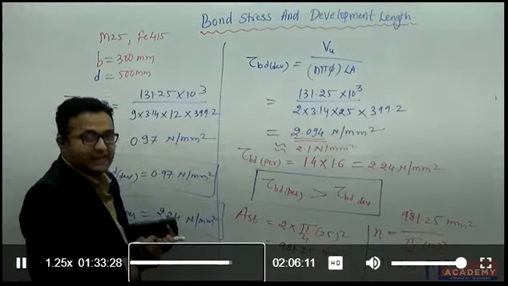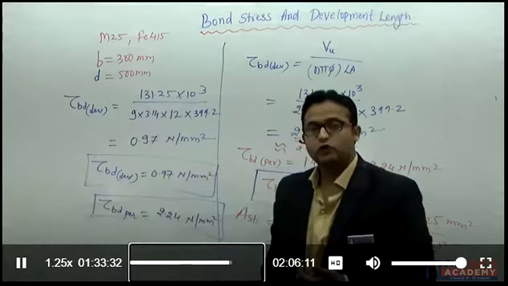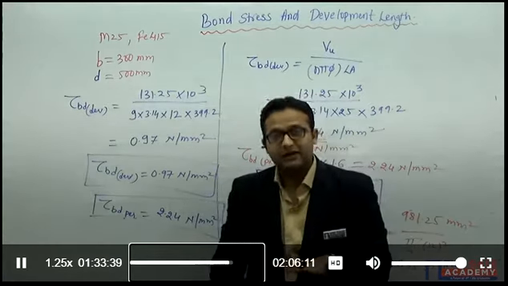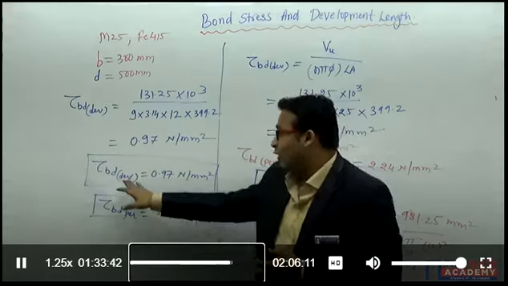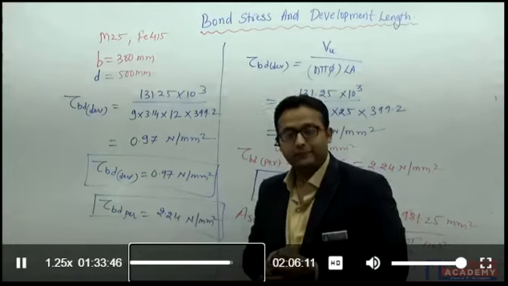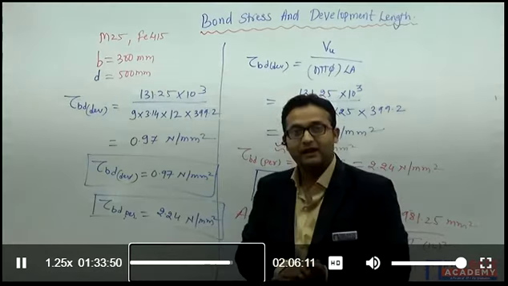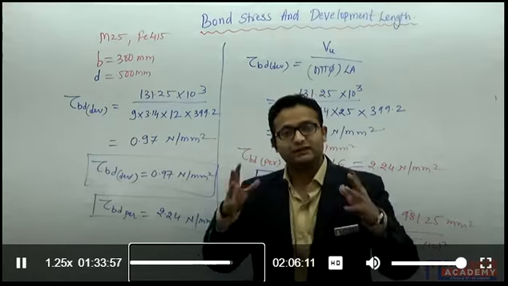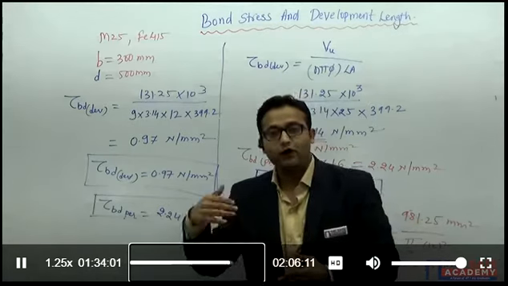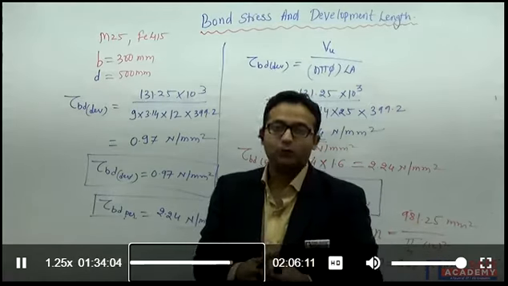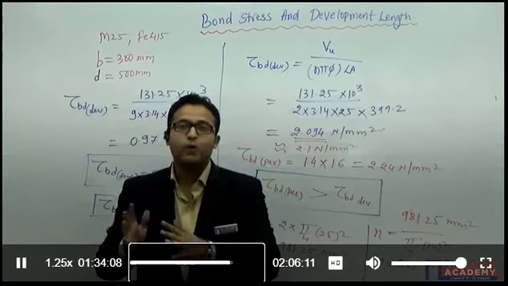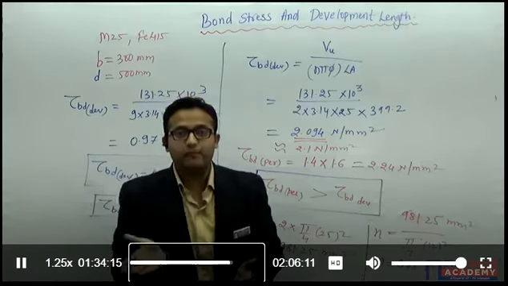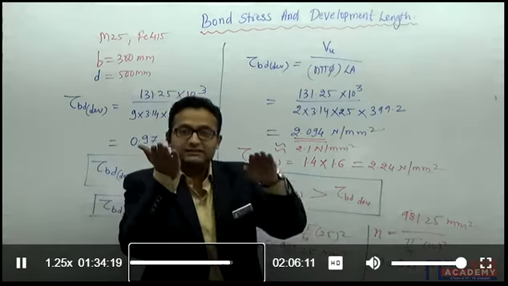So one thing I want to suggest here: if I increase the number of bars and decrease the diameter of bar, I can make the tau BD develop less than the tau BD permissible, right? In this way, I can control the bond stresses in the concrete. Whatever bond stresses are coming, that should be less than the bond strength. If I am facing the problem that the bond stresses are more than the bond strength, and I want to control the bond stresses in my beam, I should increase the number of bars and decrease the diameter of bar.